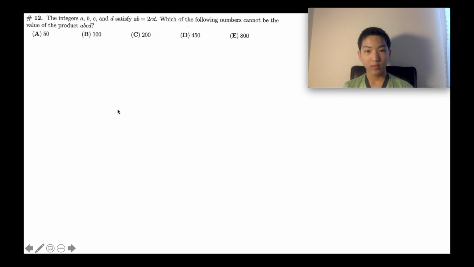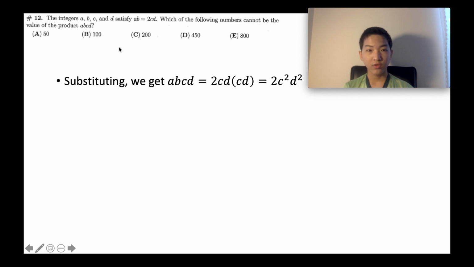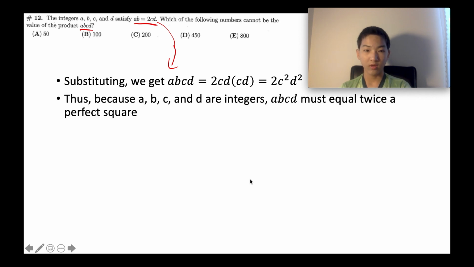So now we have problem 12. First, we substitute the equation they give us into this expression. So we find that ABCD is equal to 2 times CD times CD, which we got by substituting 2CD for AB. Multiplying that out, we get 2 times C squared times D squared. So because A, B, C, and D are integers, ABCD must equal twice a perfect square.